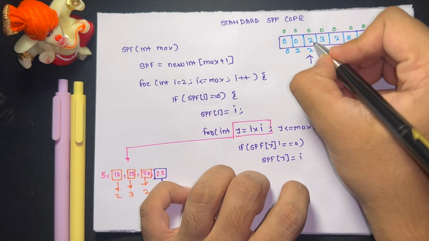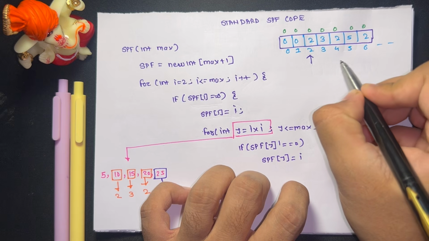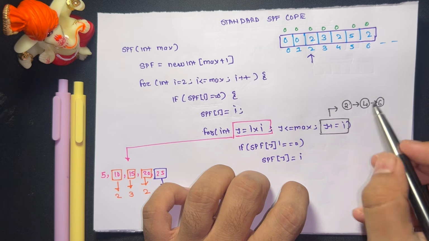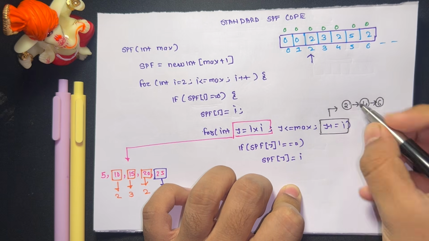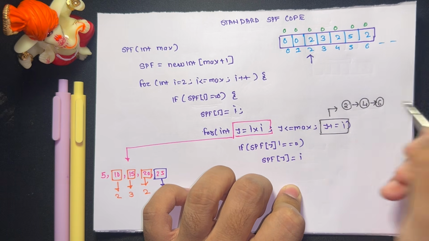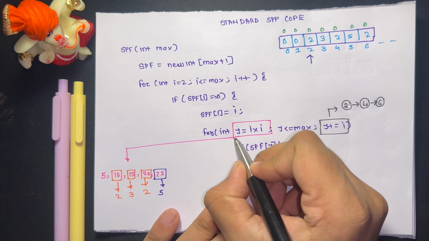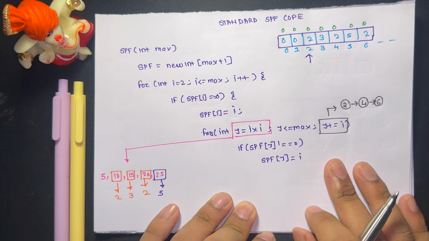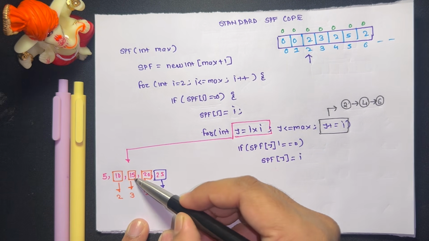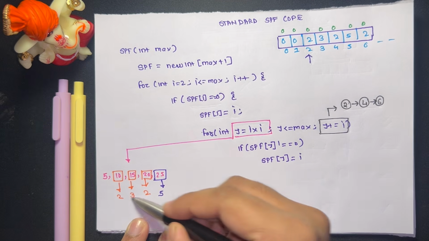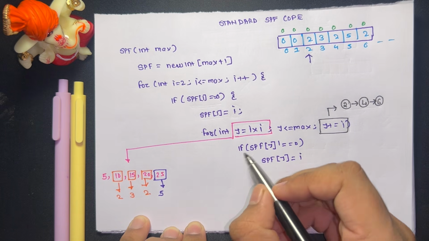And from now what we need to do is check all the elements to the right which will have 2 as the SPF. So we will move in steps of 2. So 2, 4, 6. Now, why am I starting j equal to i into i? Suppose you are making a decision for 5. So 5 can jump to 10, 15, 20, 25. All these can have 5 as their possible SPF, right?